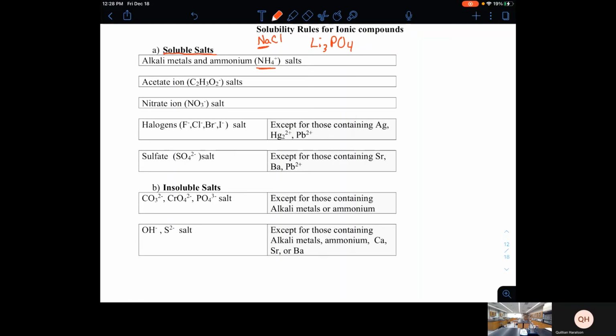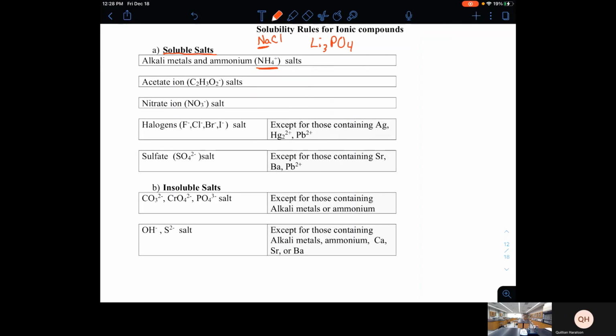The same thing is true for ammonium. Ammonium is always going to be soluble in water as well, so always soluble. Now keep in mind that the alkali metals and ammonium are the only two cations that you see within the actual solubility rules. Everything else is going to be an anion that's listed here.